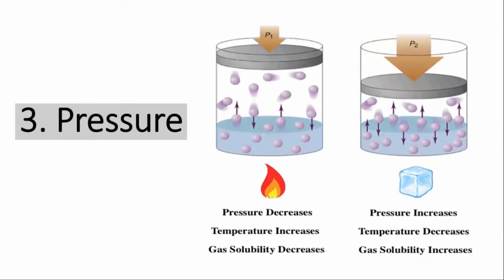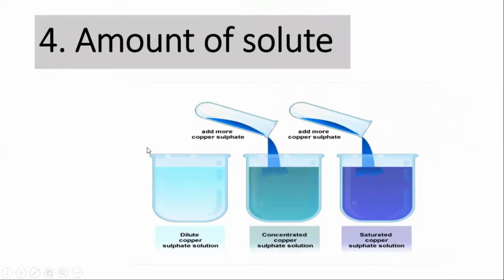The third one is the pressure. When you're decreasing the pressure, you're also decreasing the solubility of the solute in the solvent. But adding pressure may lead to a greater solubility. The fourth one is the amount of solute you're going to add to the solvent. A lesser amount of solute means a greater solubility, while on the other hand, if you put a great amount of solute in a particular solvent, then there will be a lesser solubility.